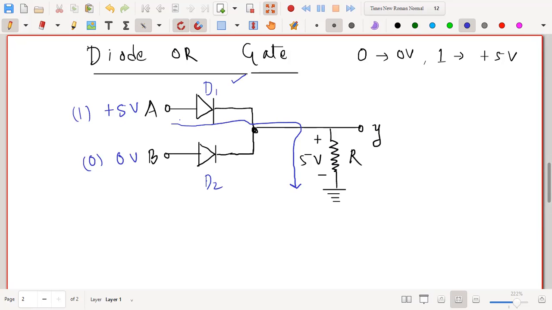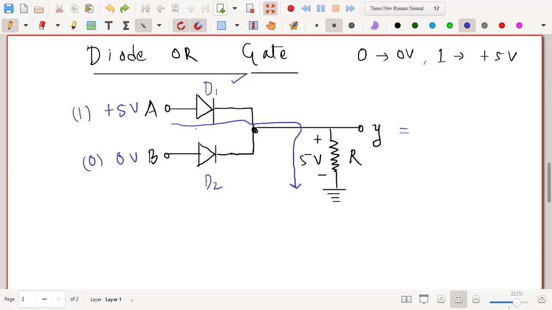That means the current is flowing, so the voltage is dropped across R, and you will get plus 5 volt at the output. Again, I am saying that we are neglecting whatever is the drop across the diode. If it is a silicon diode, the drop across this diode would be 0.7 volt. In this particular case, we are neglecting it. So whatever voltage you are applying here is dropped across R because the diode is now working. Similarly, if you reverse the situation, the same happens.